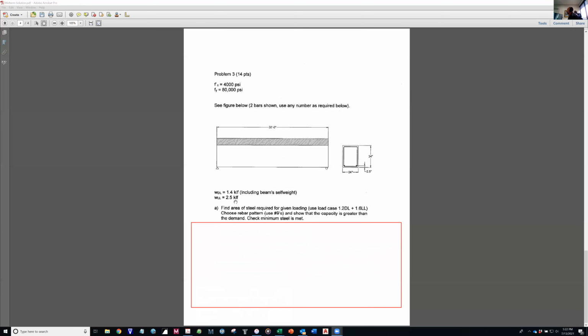The loading has been given, 1.4 for the dead, 2.5 for the live. I made it clear that the dead load already includes the self-weight of the beam. And the problem statement is find area of steel required for the given loading. And I was specific about which loading case you should use. Choose a rebar pattern, specifically use number 9s, and show that the capacity is greater than the demand. And again, I think I changed this so that I did not ask for minimum steel, maximum steel, and beam width. I took those off.